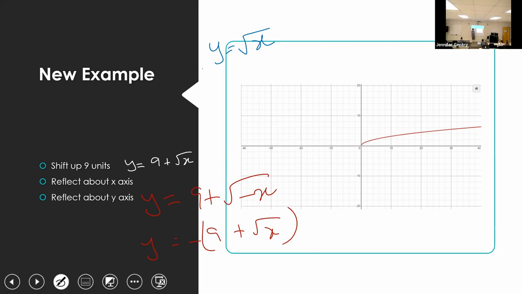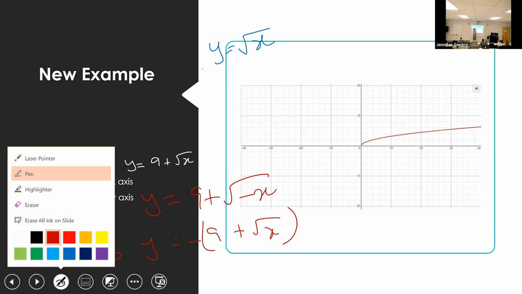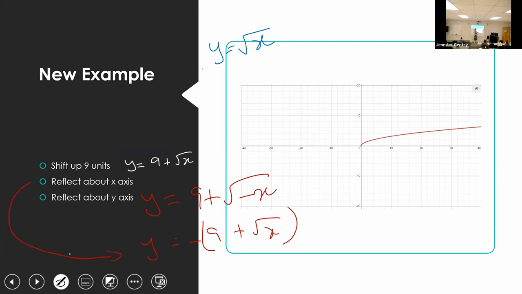Now reflect about the y-axis. What do you do? Stop. What do we do now? Now I want to reflect about the y also. So now what do I do? Distribute. Minus 9 plus square root of minus x. That's all you do. Piece by piece, take it one step at a time.